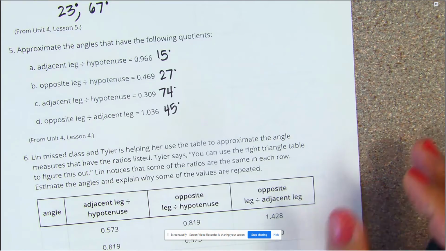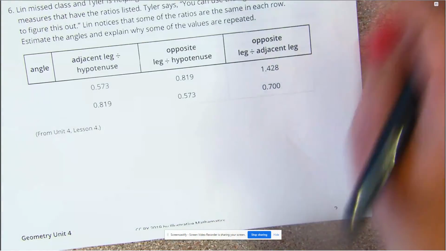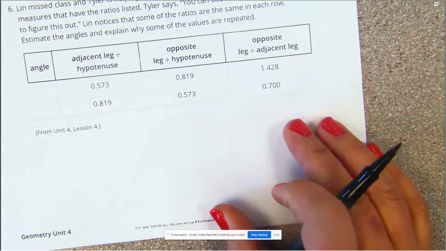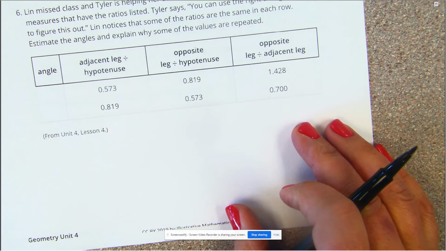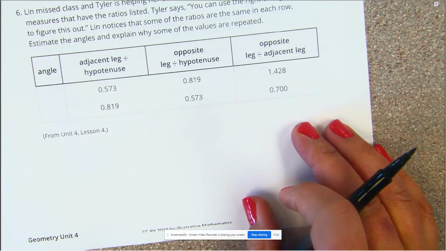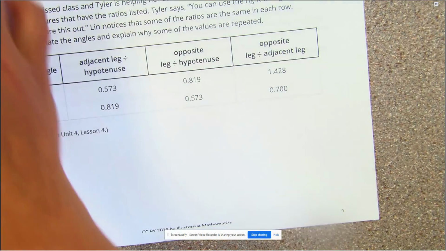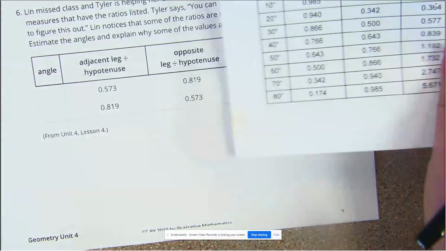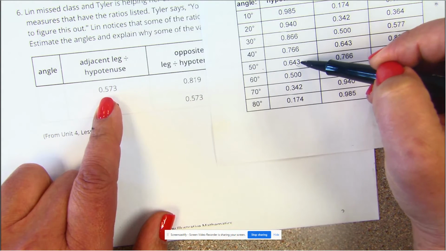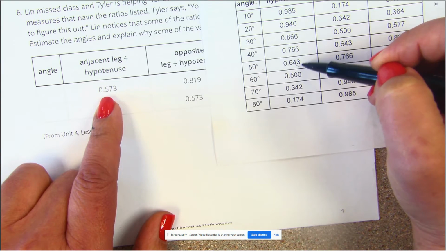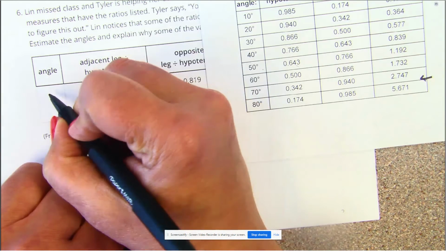Lynn missed class and Tyler is trying to help her use the table to approximate the angle measures that have the ratio listed. You can use the right triangle table to figure this out. Lynn notices that some of the ratios are the same in each row. Estimate the angles and explain why some of the values are repeated. So let's go look for the adjacent divided by the hypotenuse of 0.57. I'm going to say 55 because it's right in there.